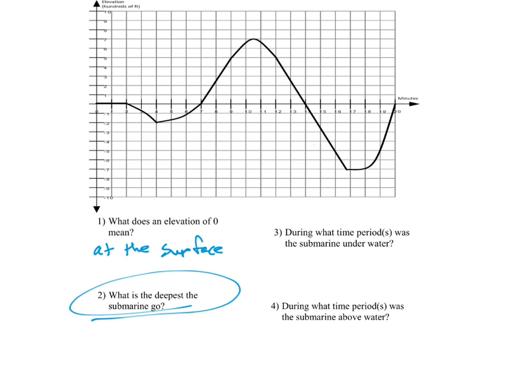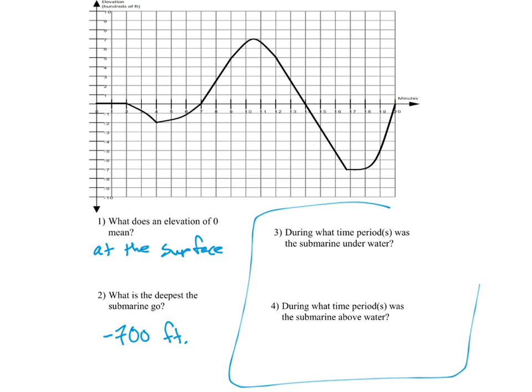What's the deepest the submarine goes? Well, it looks like here. Try to draw my line over correctly. -7. And if we look at our scale here, it says hundreds of feet. So that's going to be -700 feet. And then these are kind of like the lesson part of this.